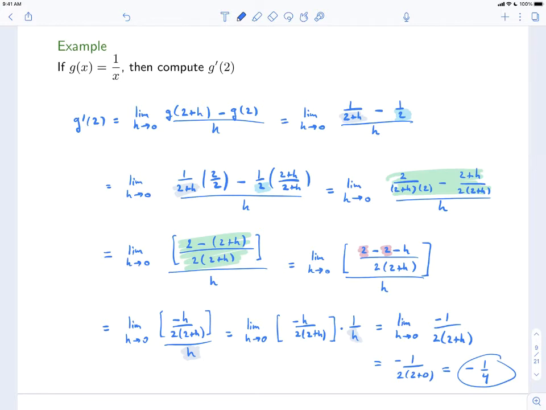That is to say that the thing that we were trying to compute, g prime of 2, is equal to minus 1/4. Let's just write that somewhere. g prime of 2 is equal to minus 1 over 4. Let's do another example.